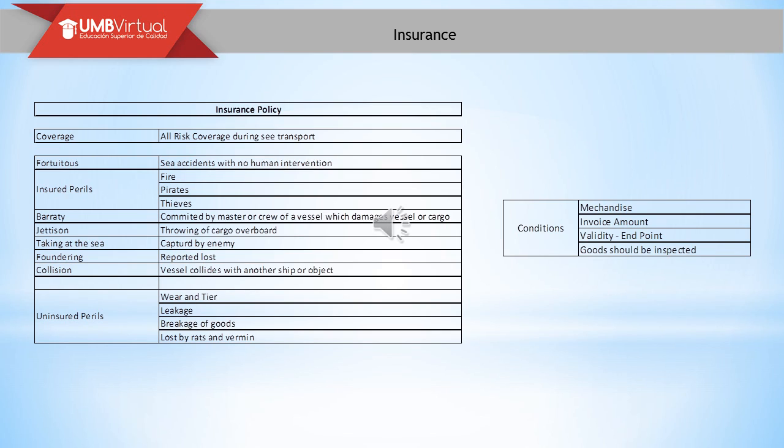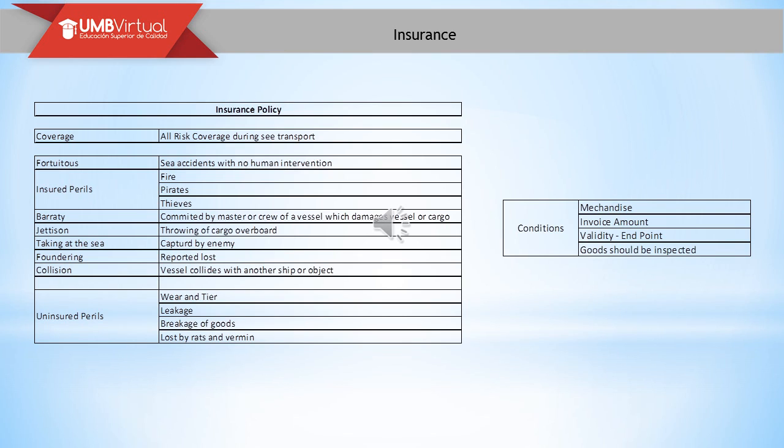What is not covered in this policy is named uninsured perils, like wear and tear, this is a common one, the leakage that happened to the vessel as well, or breakage of goods, that depends on how delicate the goods are. And if we are talking about food, it's going to be lost by rats or vermin. Not only food, rats can mess with the cargo as well. So that is covered by the policy.